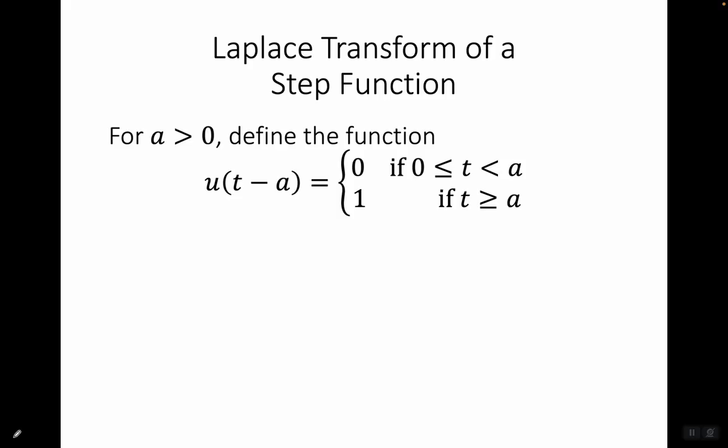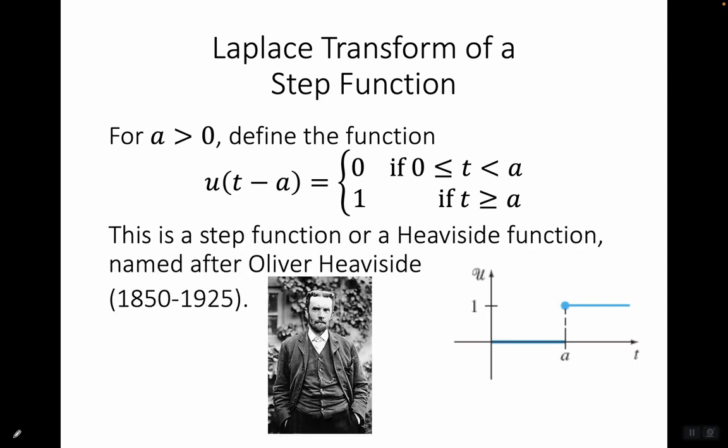For a greater than 0, define the function u of t minus a to be 0 if 0 is less than or equal to t is less than a, and 1 if t is greater than or equal to a. Here's what the graph of u looks like. So it's 0 until we get to a, and then at a, it jumps to 1. This is a step function or a Heaviside function named after Oliver Heaviside.